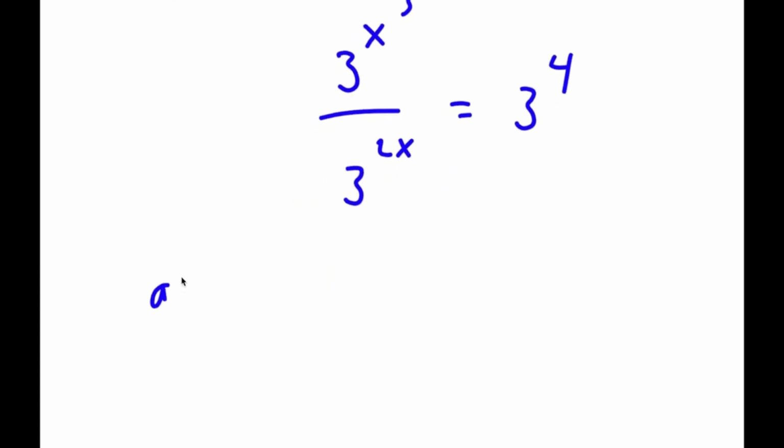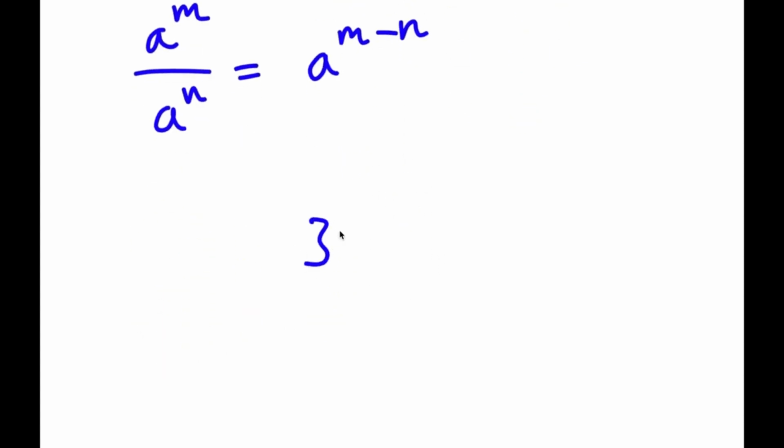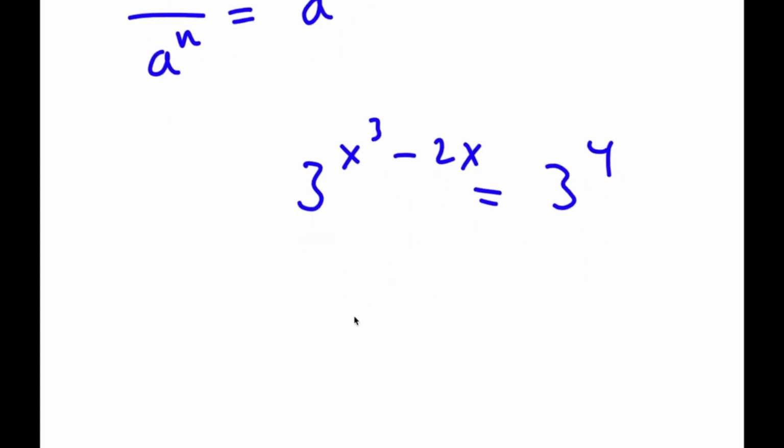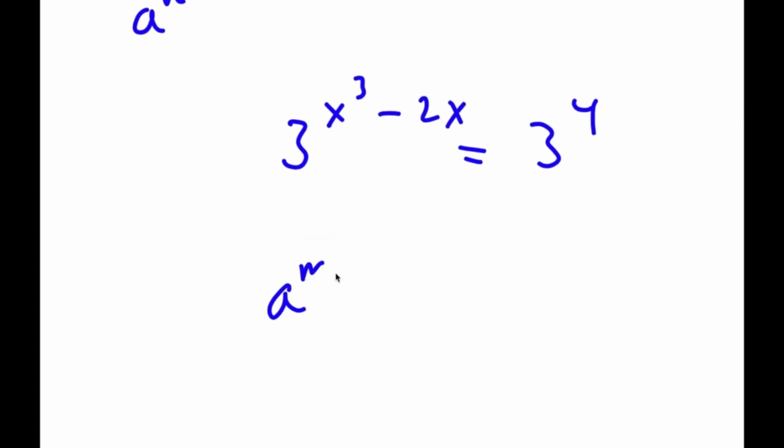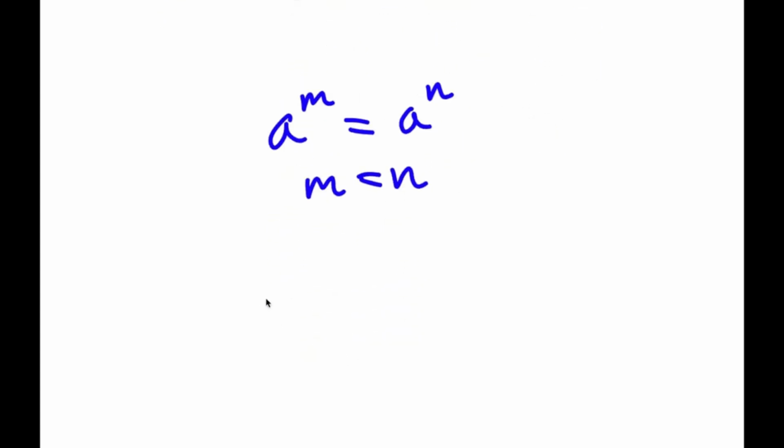Now, if I have something in the form a to the power of m over a to the power of n, this is equal to a to the power of m minus n. So 3 to the power of x to the power of 3 over 3 to the power of 2x, that's going to equal 3 to the power of x to the power of 3 minus 2x, which is equal to 3 to the power of 4. Now, if I have something in the form a to the power of m is equal to a to the power of n, this means that m is equal to n. So in this case, x to the power of 3 minus 2x is equal to 4.